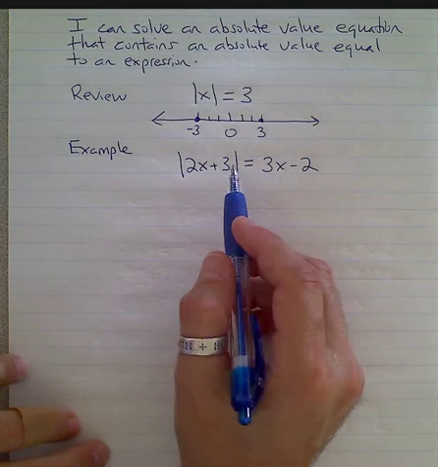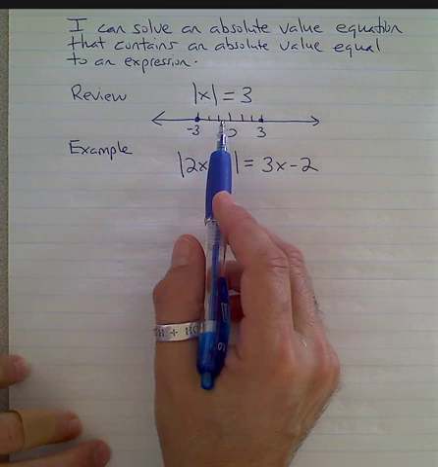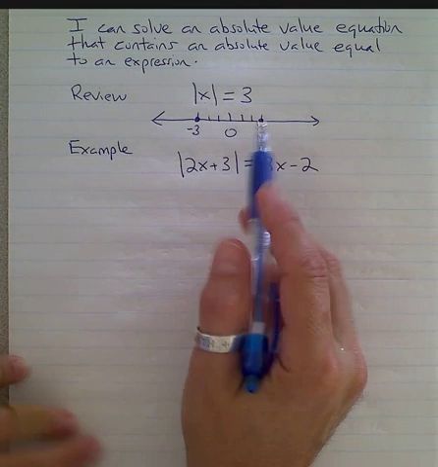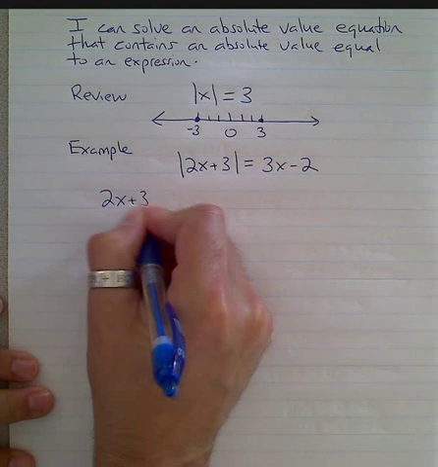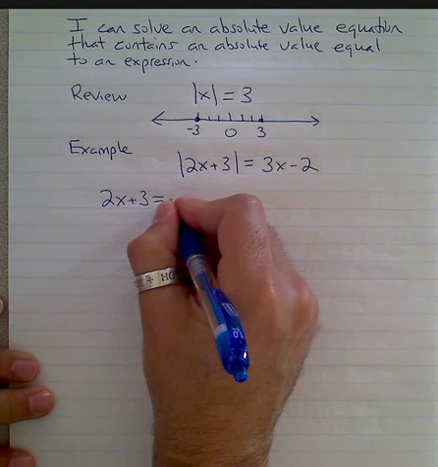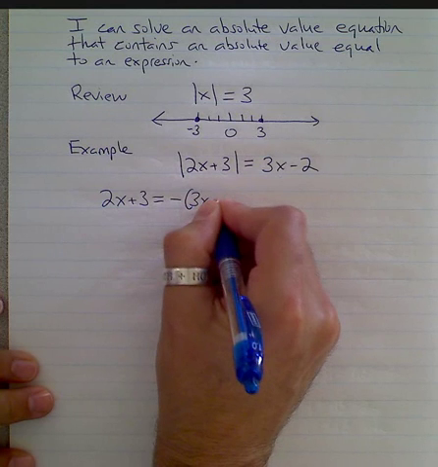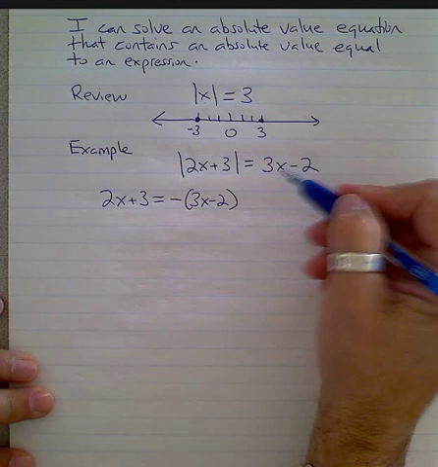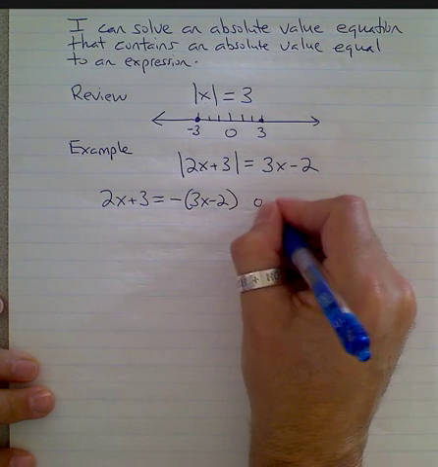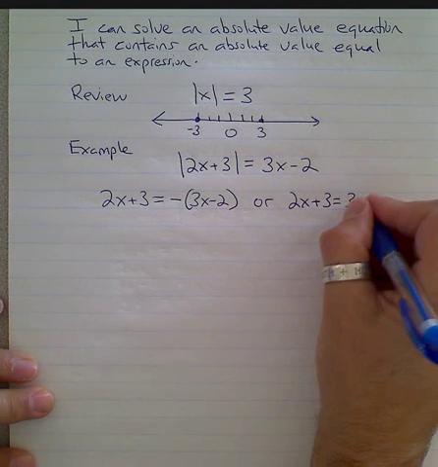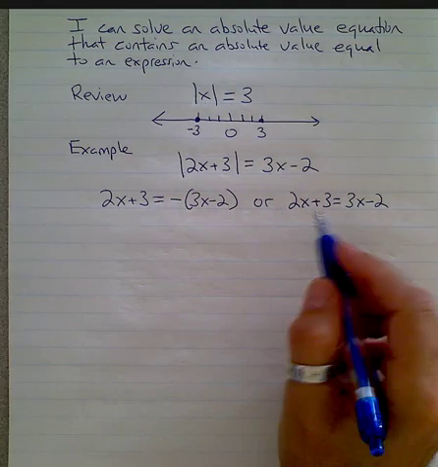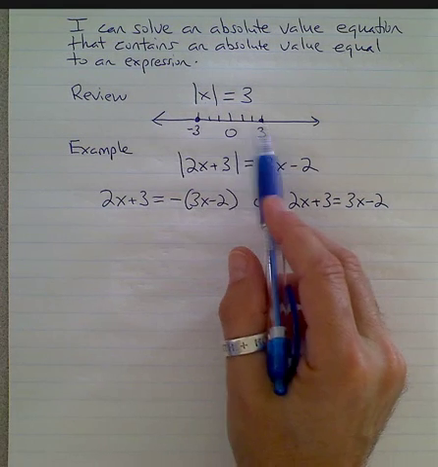If we think about this as how we're going to have values to the left of 0 and values to the right of 0, we will take what's inside the absolute value bars and set that equal to the opposite of that distance from 0. And we will also take it and set it equal to the positive of those numbers that are to the right of 0.